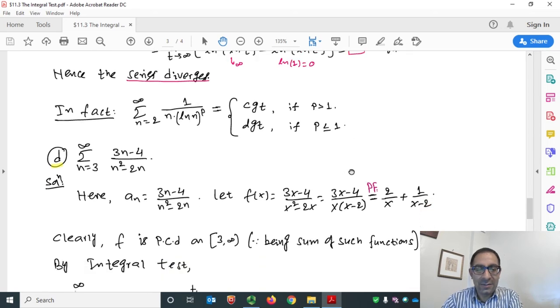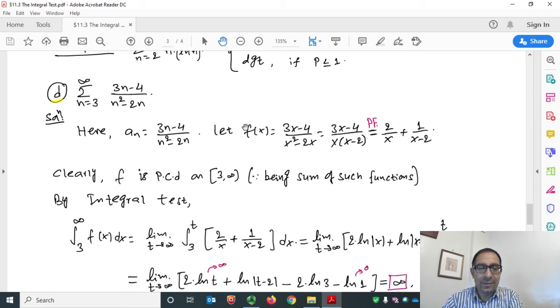Let's do part D. Our given series is 3n minus 4 over n squared minus 2n. The summation runs from 3 to infinite. Let's begin the solution, just routine computations. So let a_n equal 3n minus 4 over n squared minus 2n, and f(x) equals, changing n to x, 3x minus 4 over x squared minus 2x. Factorize the denominator: 3x minus 4 over x times (x minus 2).